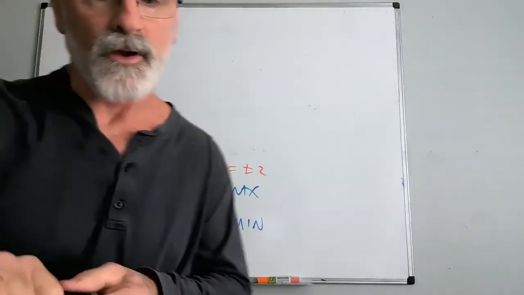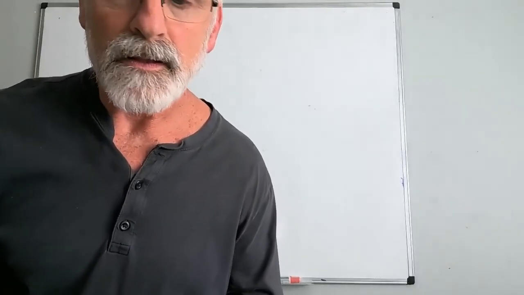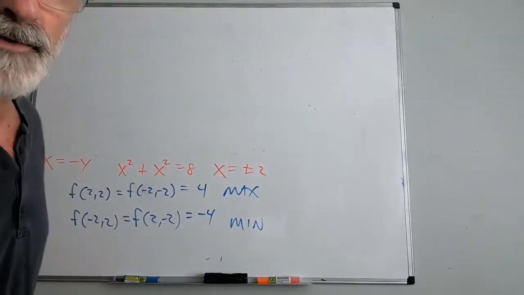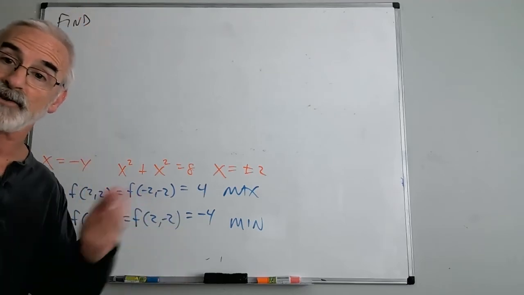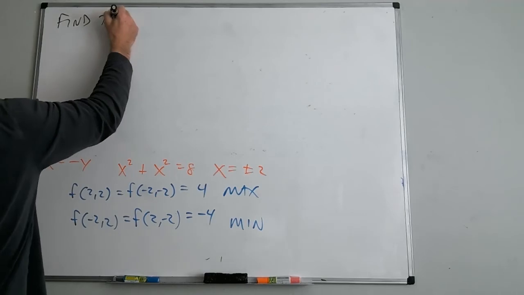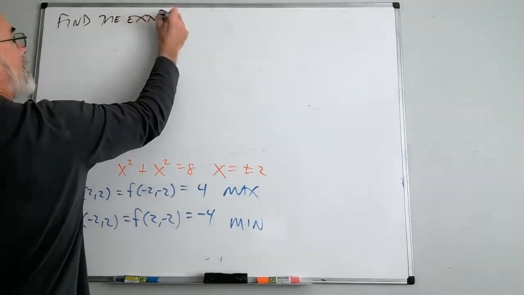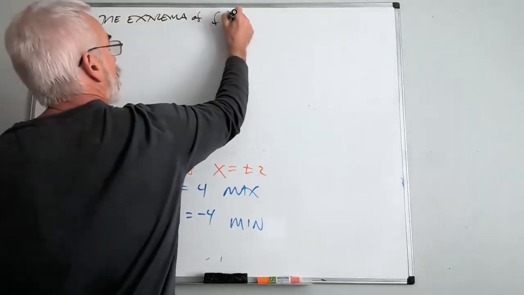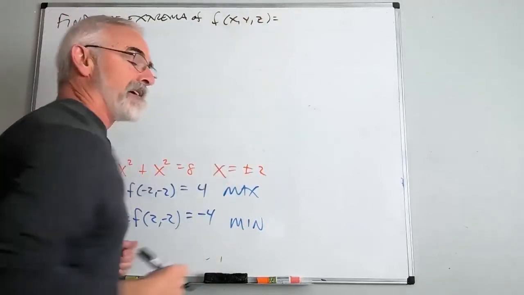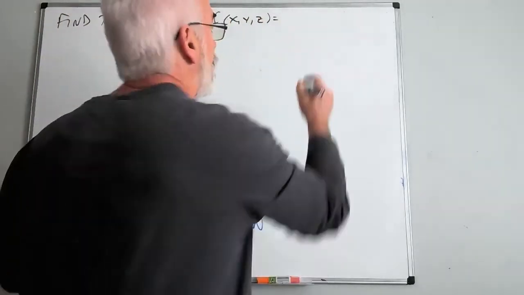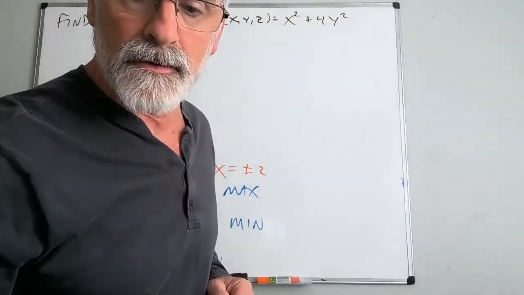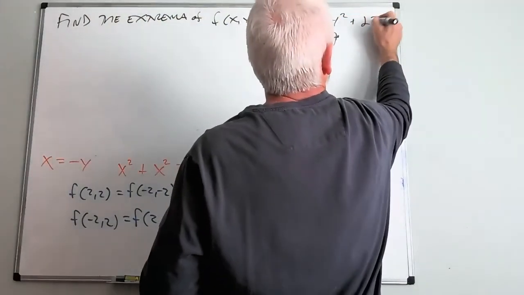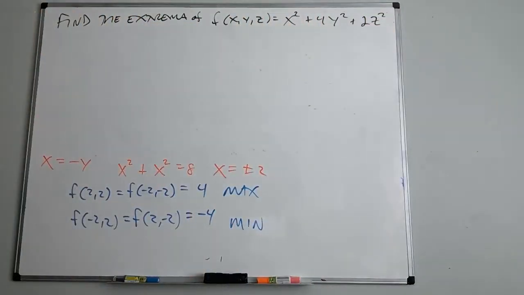All right, so, sorry, I want to find the extrema. And I don't say find the max or min because I don't know ahead of time if it's going to be a max, a min, or both. So find the extrema of f of x, y, z equals x squared plus 4y squared plus 2z squared.